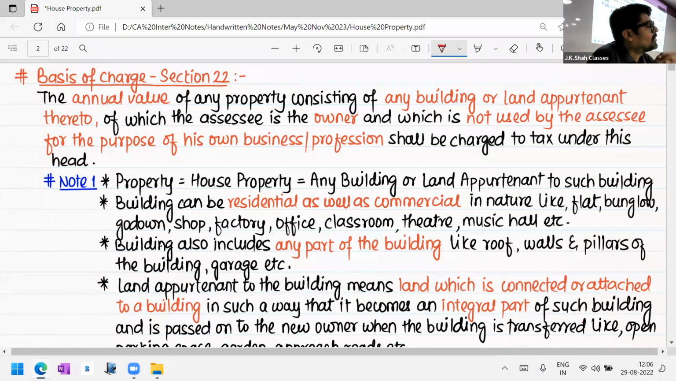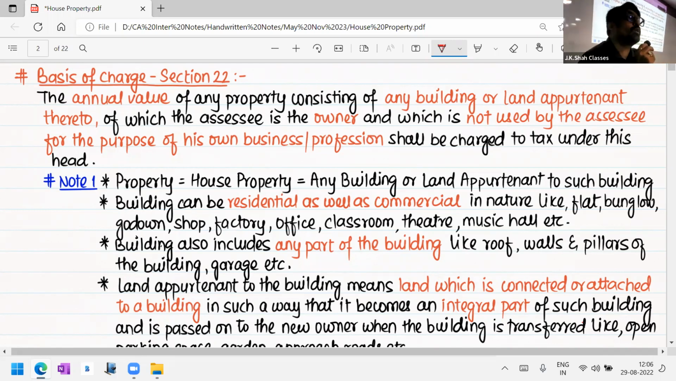Yes, sir. So what is taxable under this head? House rental income, no? The actual rent which you are earning, no? The rent earning capacity, which is known as annual value. Annual value of what? House property. Of which you are the owner, and which is not used by the assessee for his own purposes. Right? Everyone? What is annual value? We'll discuss it a little bit later.